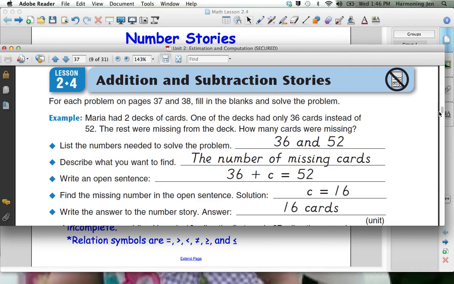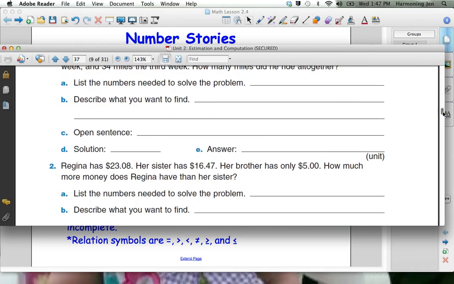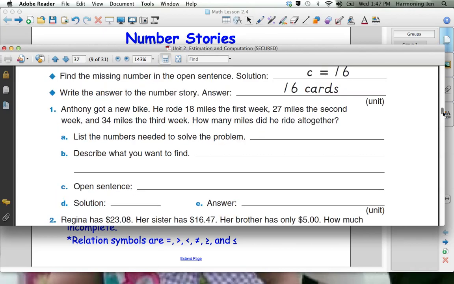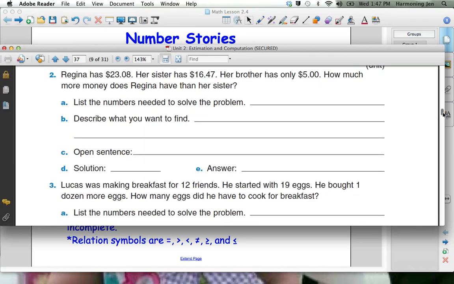Let's take a look at another example. You can take your journal and open it to page 37. That is where I am finding these problems. So page 37 of your journal. And now let's take a look at number 1.